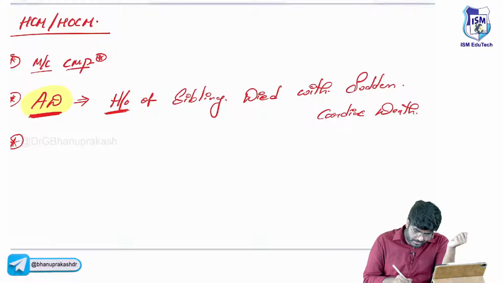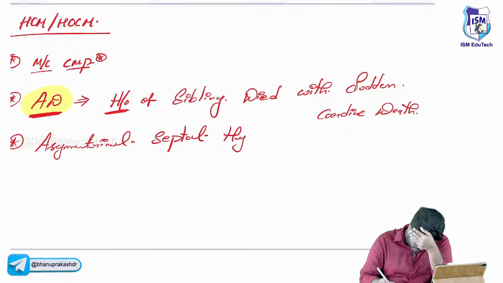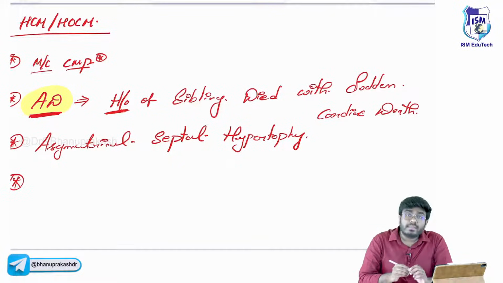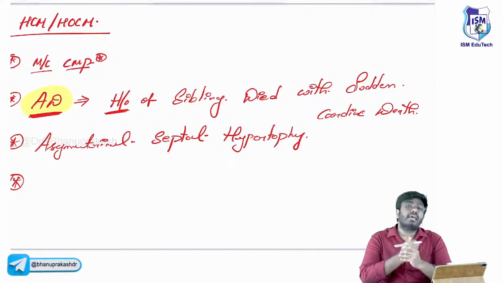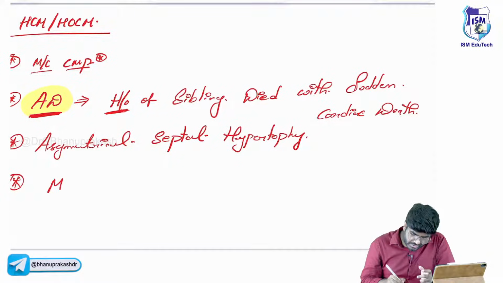So, what is the problem? Asymmetrical septal hypertrophy. Okay, there is asymmetrical septal hypertrophy, sir. Now you can ask me why asymmetrical septal hypertrophy is happening. Because of certain gene mutations. What are the gene mutations? The gene mutation is going to be the MYH7 gene mutation.